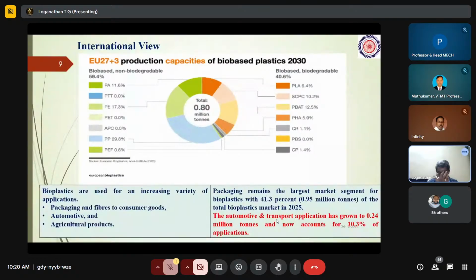And as I told you, some of these are reinforced with fibers and used for automotive and agriculture products. You can see here, packaging remains the largest market segment, at around 50% of the total bioplastic market. And automotive is coming around 11%. This percentage gives us a good insight that in future it is going to increase further. And whenever you are talking about lightweight, reusable material, then we have to go with bioplastics.